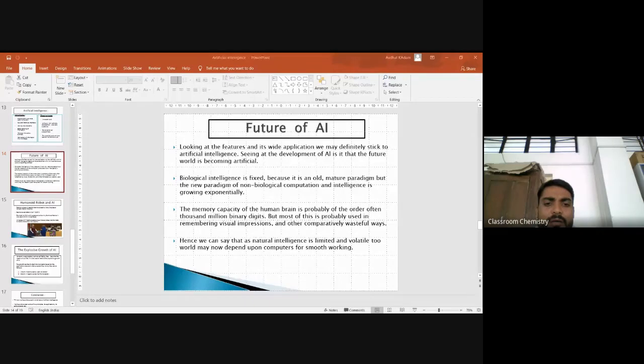You're not getting accurate marks, or you do not perform very cleanly in regular behavior. Hence, we can say that natural intelligence is limited and volatile. The world may now depend upon computers for smoothing the work.